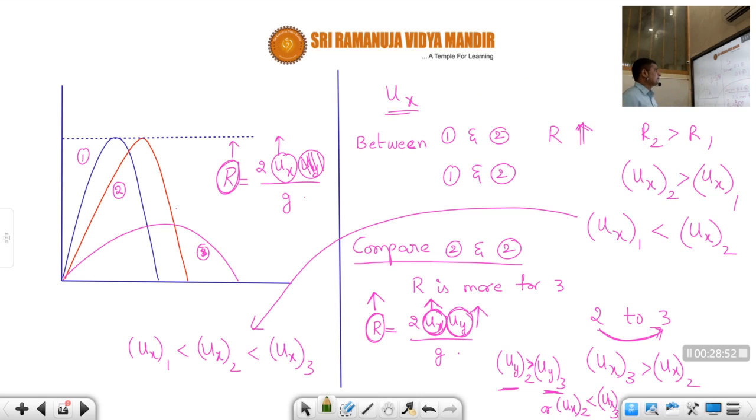Second part, that is comparing the ux. Whenever range comes, you should always be very careful. So please go through this one, students. Again I am telling, as you are going from 2 to 3, we already know uy of 2 is greater than uy of 3. That means uy is more for 2 and less for 3, but range is more for 3 and less for 2. So that means opposite, no? So ux should increase. Like that you should analyze.